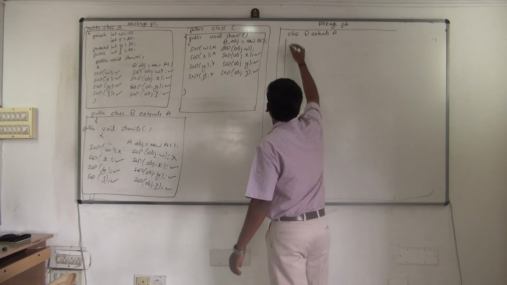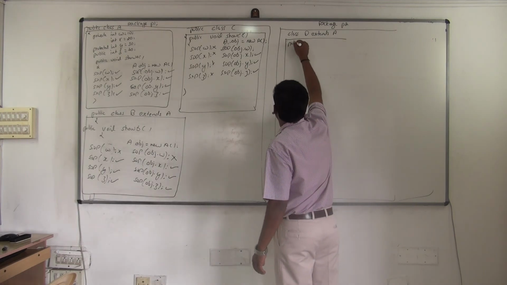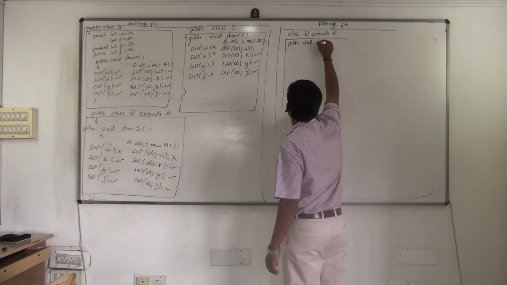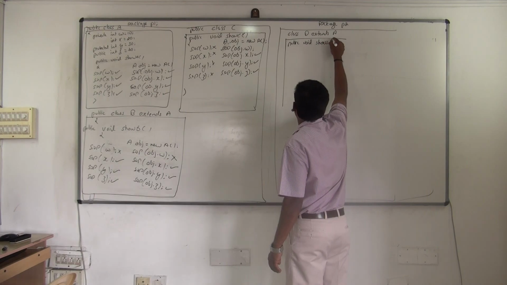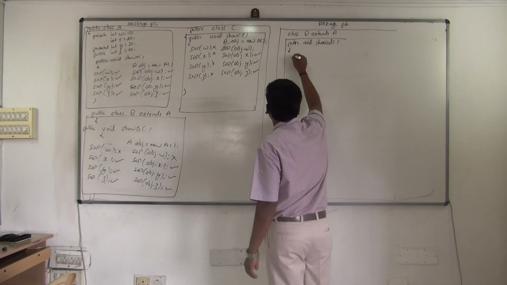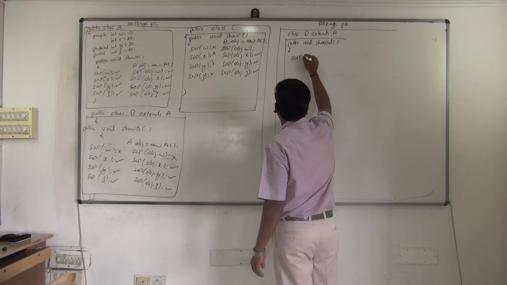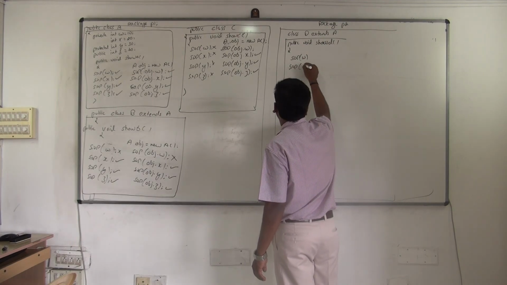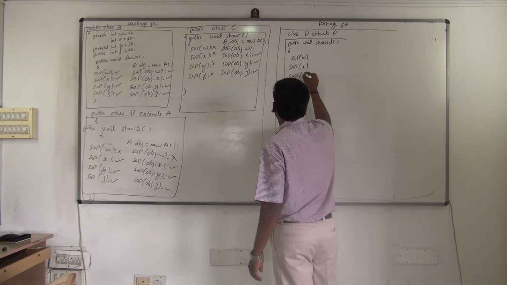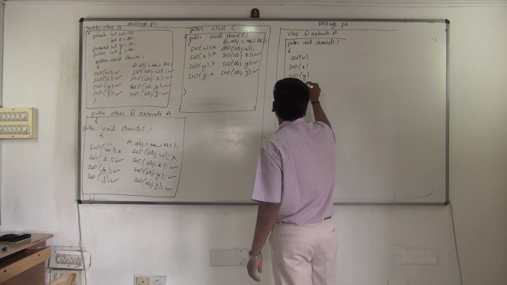Now see, let's see. The method name would be what? You can give public void show D method. So let's see now. Once again, same story. Without creating an object, W, X, Y, Z.